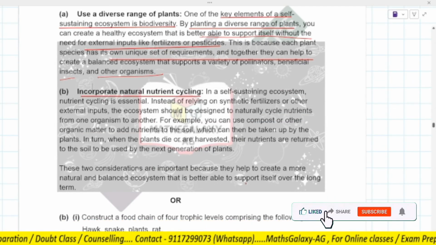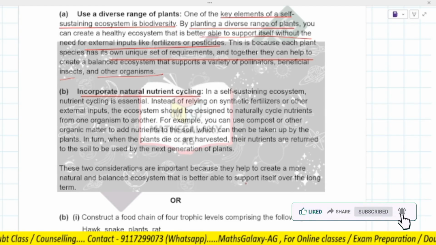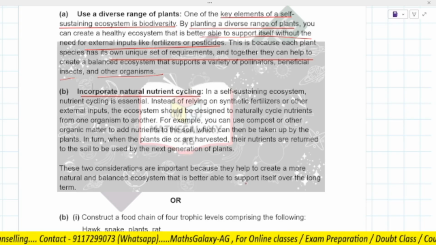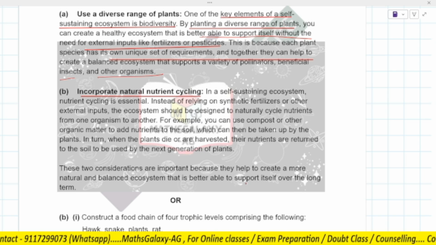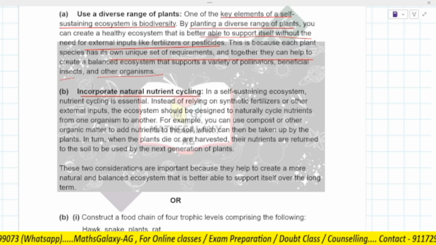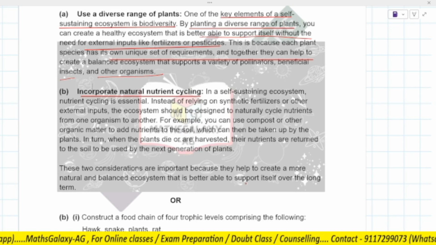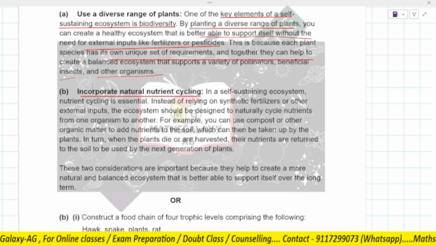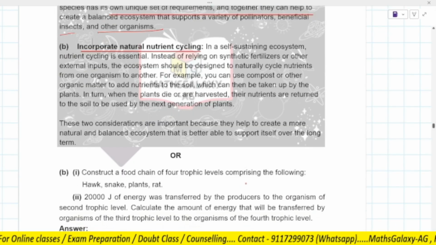The second thing says that in a self-sustaining ecosystem, nutrient cycling is essential. Instead of relying on synthetic fertilizers or other external inputs, the ecosystem should be designed to naturally cycle nutrients from one organism to another. For example, we can use compost or other organic material to add nutrients to the soil, which can be taken up by the plants. In turn, when the plants die or are harvested, their nutrients are returned to the soil to be used by the next generation of plants. Is it clear?